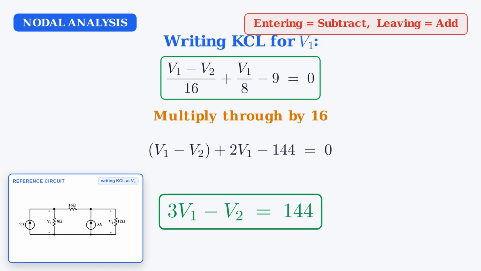Let's multiply through by 16 to clear the denominator. We get V1 minus V2 plus 2V1 minus 144 equals 0. Simplifying, 3V1 minus V2 equals 144. That is our first equation.